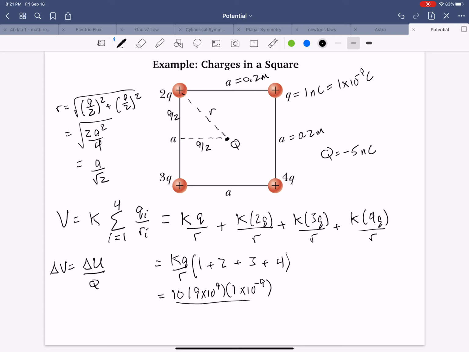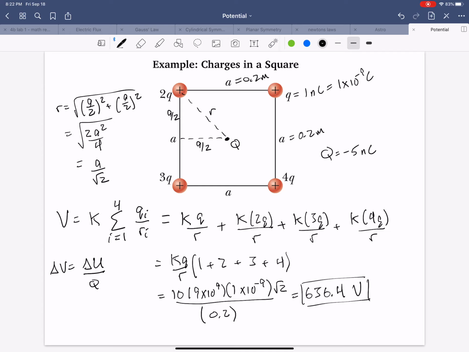The charge in question is not used in the actual potential calculation. And then the value for r was a over root 2, which is 0.2 flip and multiply root 2. So if we plug in all of these numbers, notice it's positive, we get 636.4, at least is what I got. 636.4 volts, which is a considerable voltage.